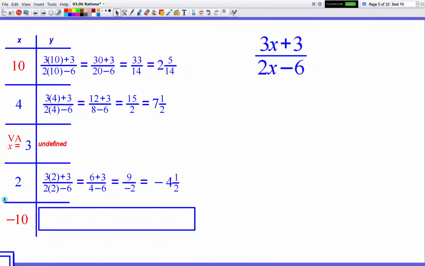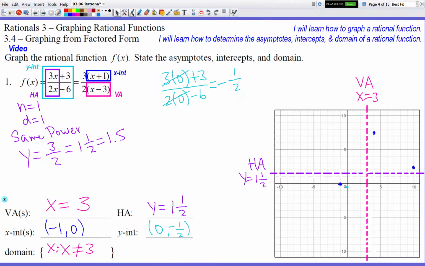So let's go back to the table, and let's plug in our next number, which is 2, and let's see what I get. Okay, so plug in a 2, so 3 times 2 plus 3, and 2 times 2 minus 6, which becomes 9 over negative 2, which becomes negative 4.5. So 2 comma negative 4.5. Okay, so let's plot that. 2 comma negative 4.5. So that's right about there.